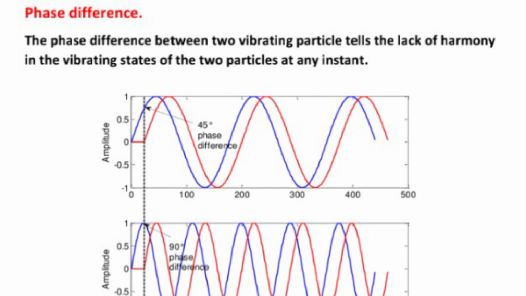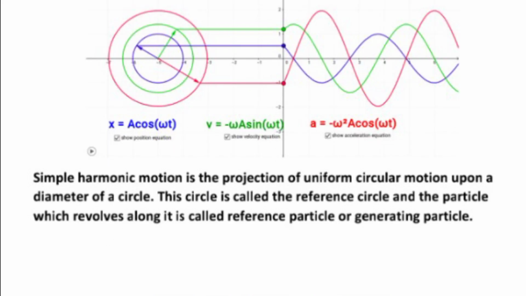particles at any instant. Simple harmonic motion is the projection of uniform circular motion upon a diameter of a circle. This circle is called the reference circle, and the particle which revolves along it is called reference particle or generating particle.